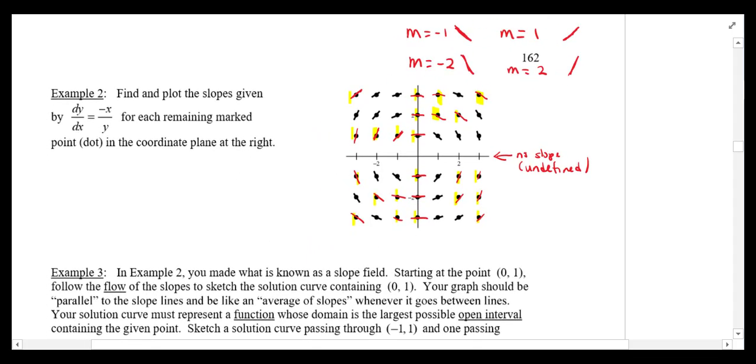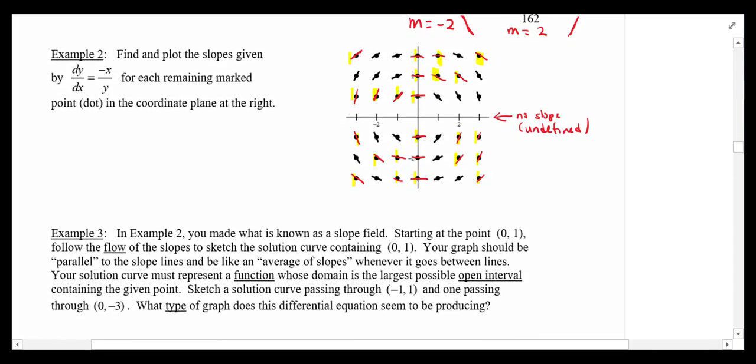Now, in example 3, it says, look at what you did in example number 2. What you created is something that is called a slope field. Yeah, that whole thing here is a slope field. Now, starting at a particular point, let's say I asked you to start at 0, 1. Follow the flow of the slopes to actually sketch the solution curve containing 0, 1.